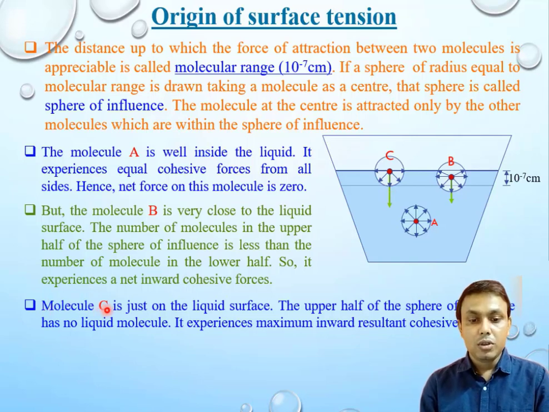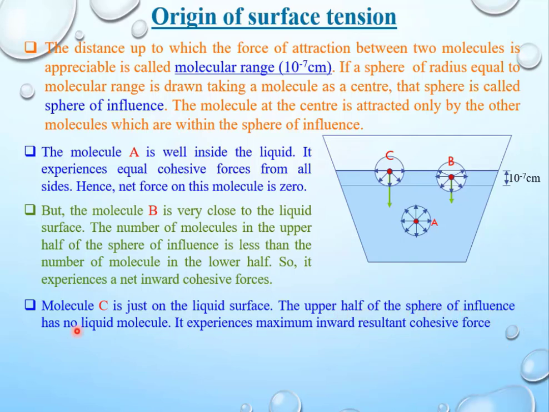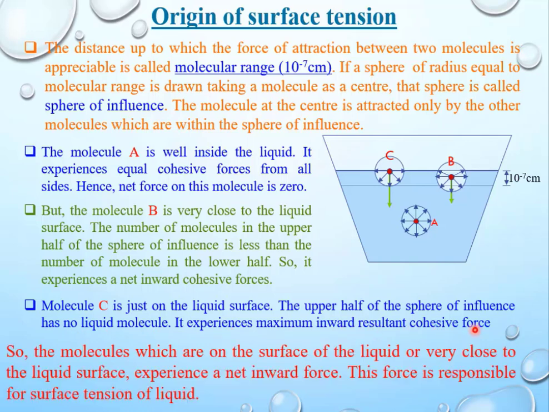So molecule C is just on the liquid surface. The upper half of the sphere of influence has no liquid molecule. It experiences maximum inward resultant force. So the molecules which are on the surface of the liquid or very close to the liquid surface experience a net inward force. This force is responsible for the surface tension of liquid.